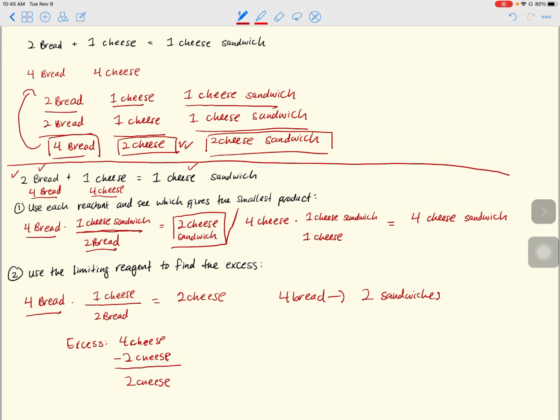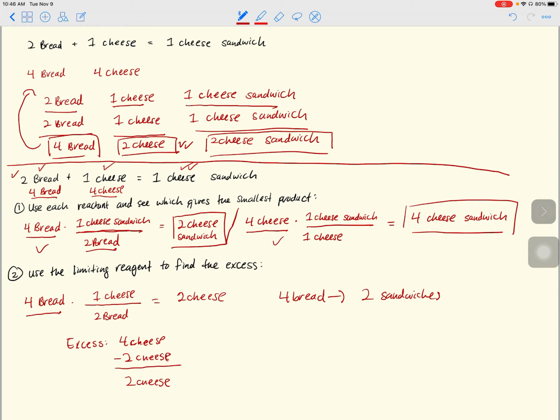And so we're given 4 cheese. And then we use the ratio from the equation. So 1-to-1 ratio. And so we have 1 cheese sandwich to 1 cheese. And therefore we make 4 cheese sandwiches. Now let's pause here. Which is it? Which is the limiting reactant? Is it the 4 bread or is it 4 cheese?